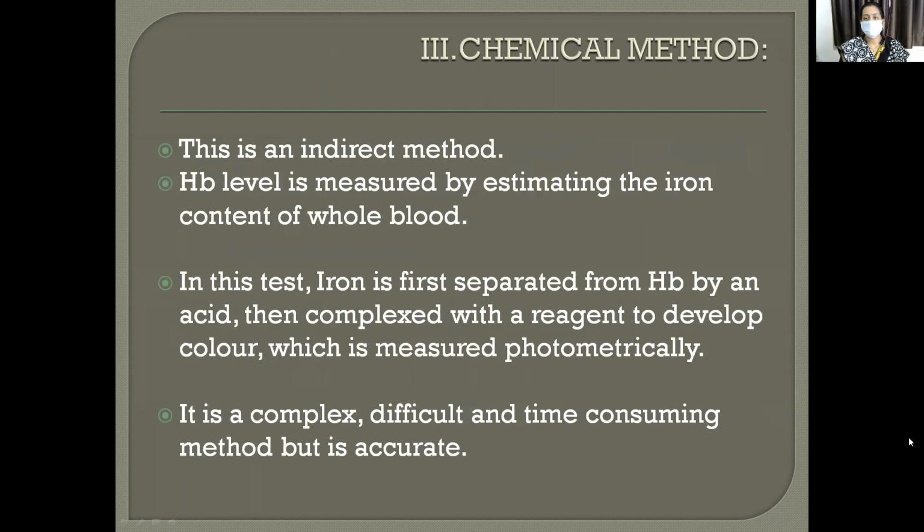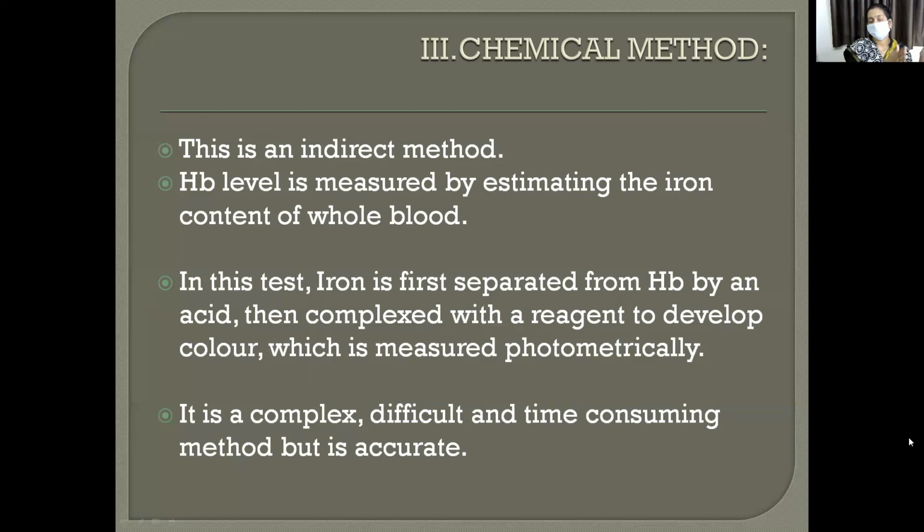The third one is the chemical method. This is an indirect method wherein the HB level is done by estimating the iron content of the whole blood. Usually the heme has iron in the center, with 4 porphyrin rings and the histidine, and the other bond is for the oxygen, I told you, forming a globular structure. So in this test, the iron is first separated from the hemoglobin by an acid, then complexed with a reagent to develop a color, which is measured photometrically. It is complex, difficult and time consuming, but this method is accurate.